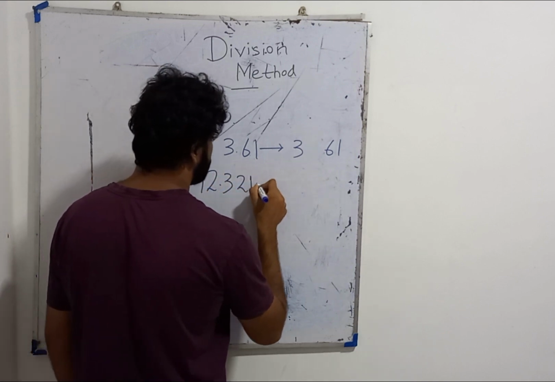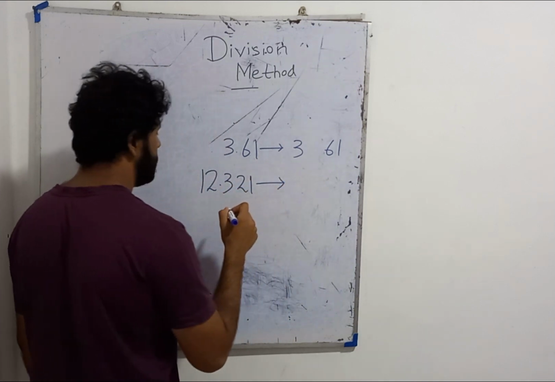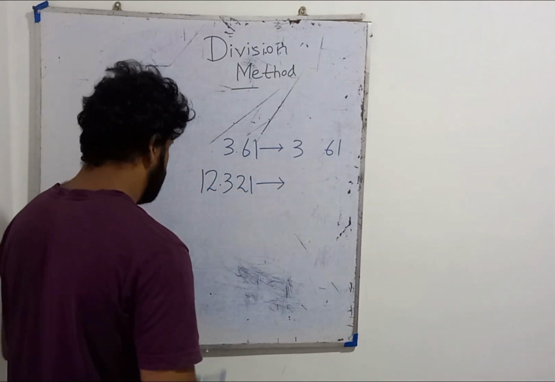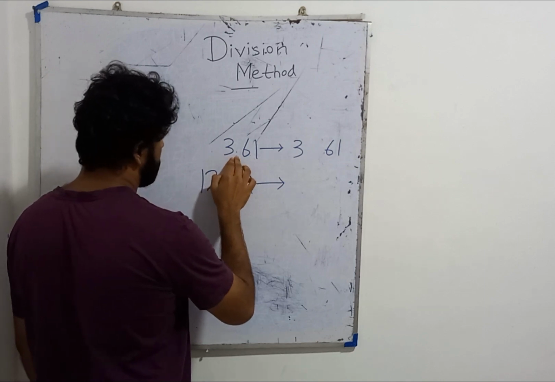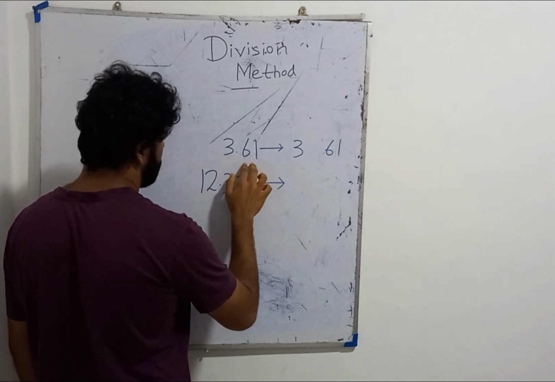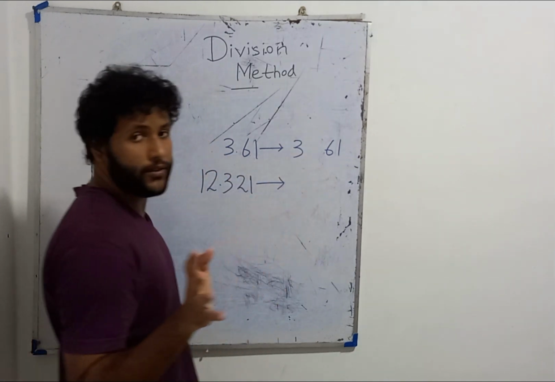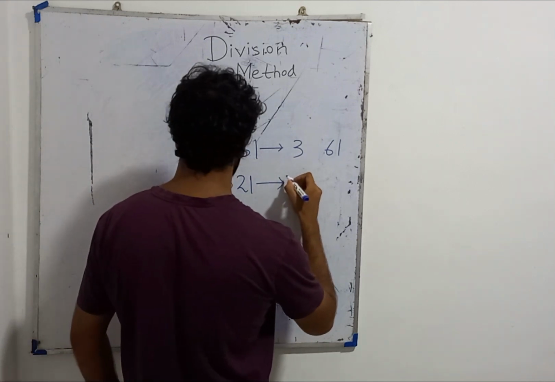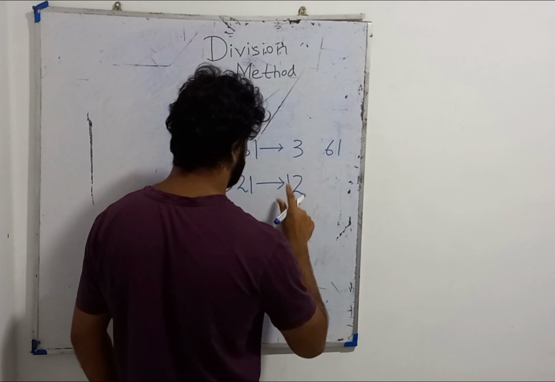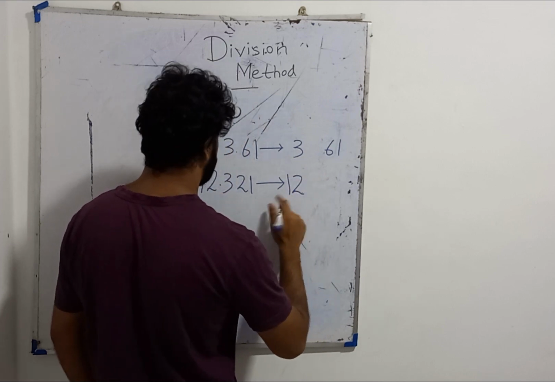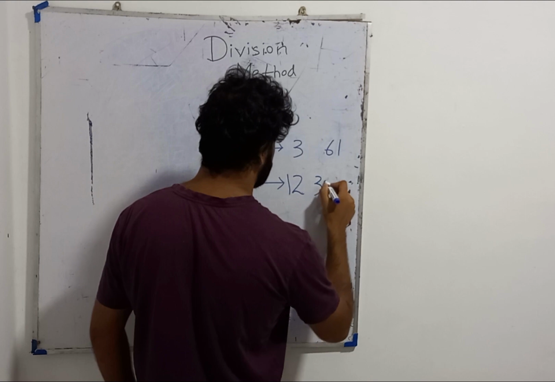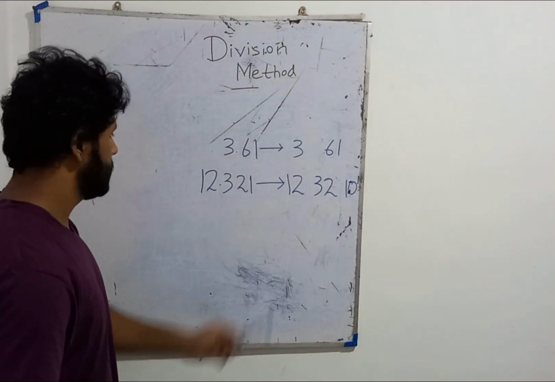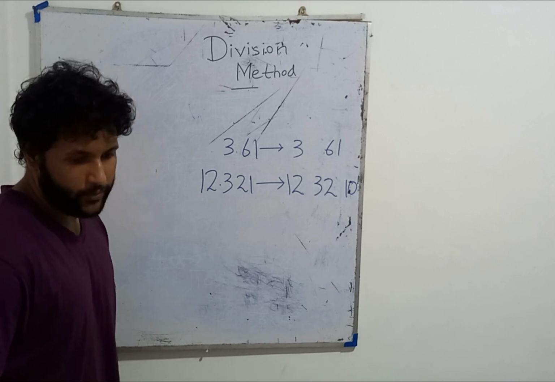Then 12.321. How do you separate this? You separate the numbers before the decimal point and then the numbers after the decimal point. Separate 12, then 3 2, then 1 and again a 0. You can have a 0. This is how you separate.